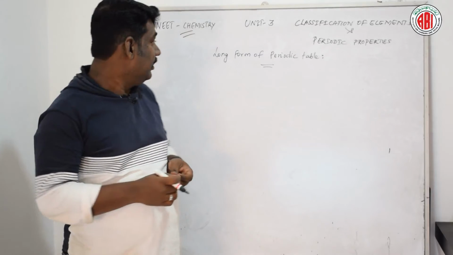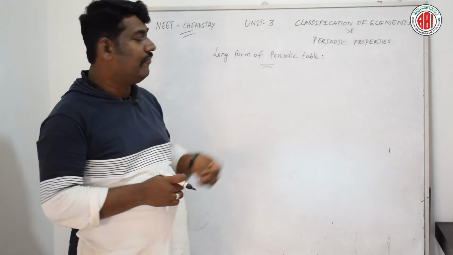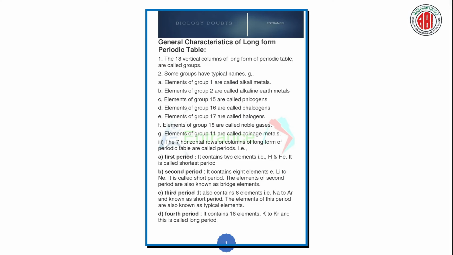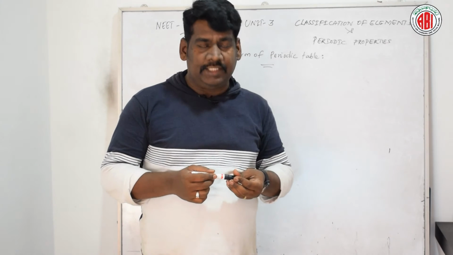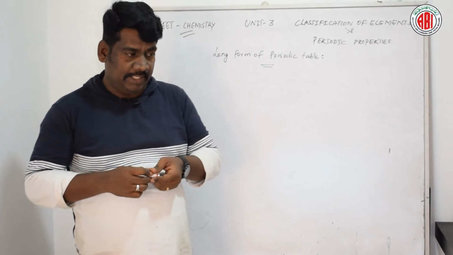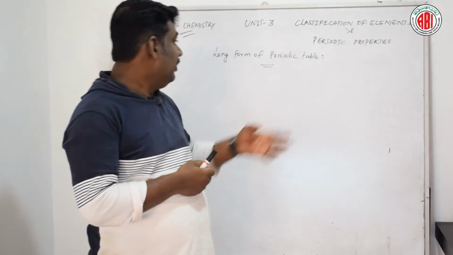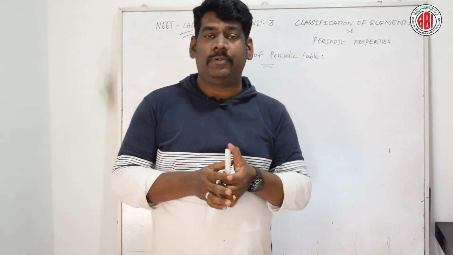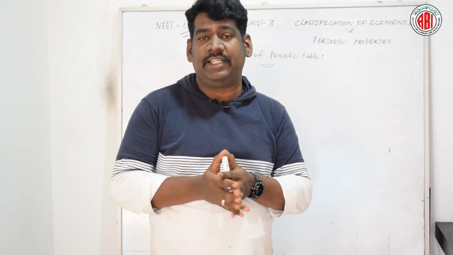Let us talk about the next topic from this particular unit, that is the long form of periodic table. That is what the modern periodic table is. So let us see its characteristic features. Before starting the long form of periodic table, first of all we should know about the relation of atomic number and atomic mass of each and every element.